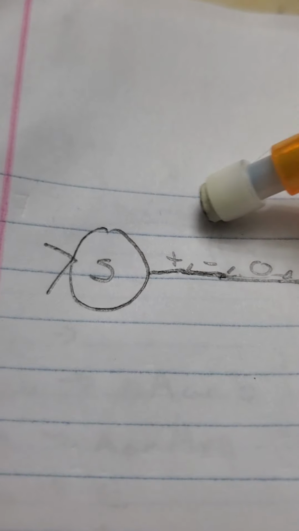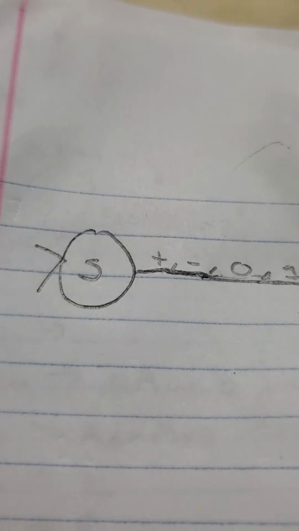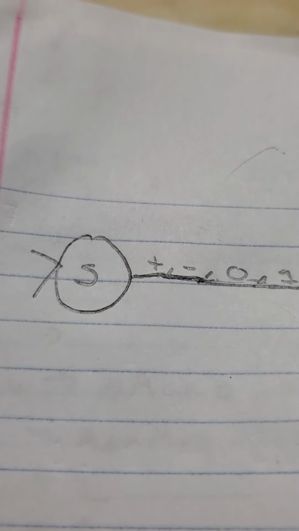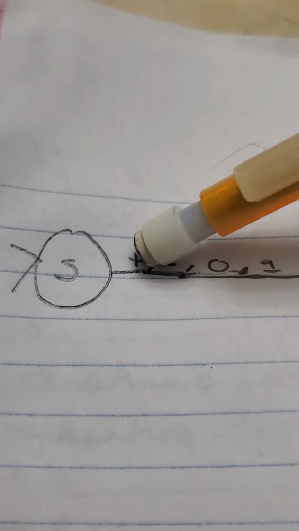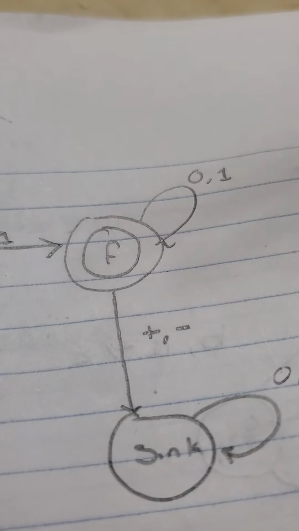I'm sorry about it. I have my start state, and as I mentioned that we don't accept epsilon, if we have a plus, a negative, a 0 or 1, we go to the final state, which is the accept state.